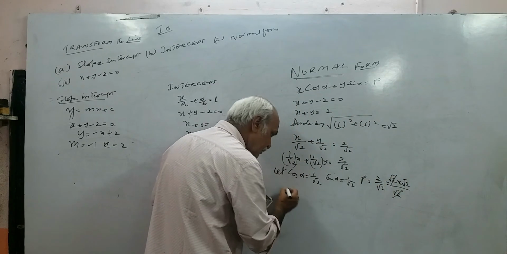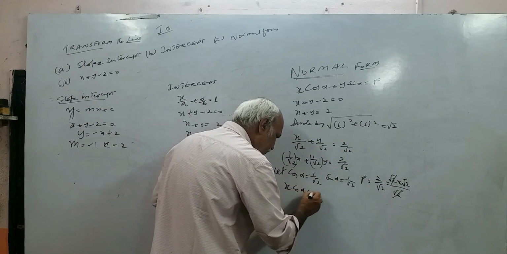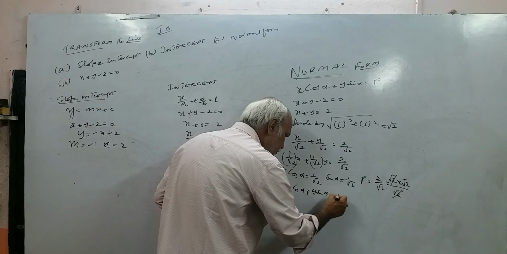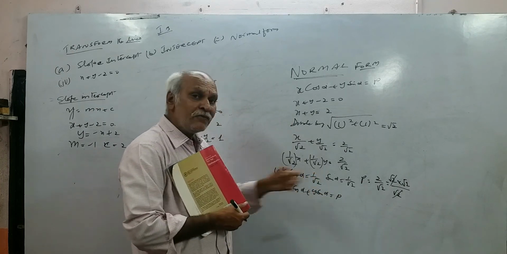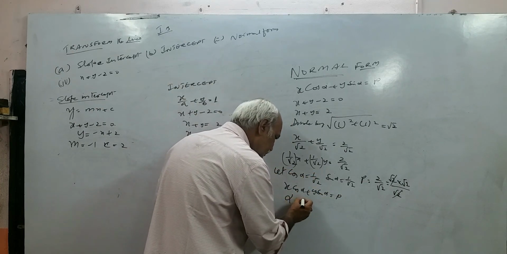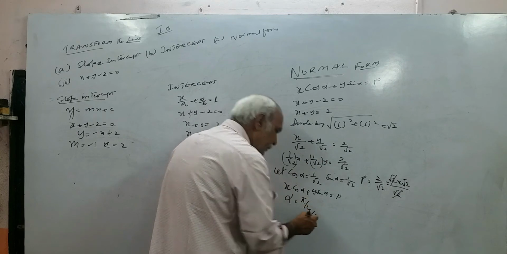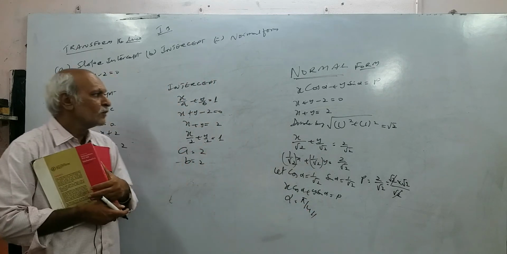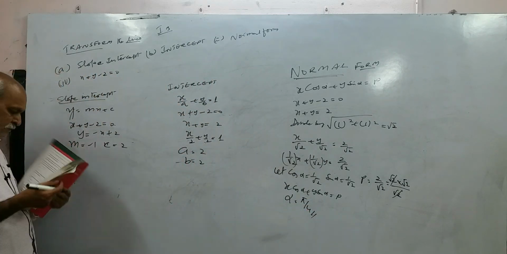Now here what is the formula? X cos alpha plus y sin alpha is equal to p. Now what is the cos alpha? 1 by root 2. So alpha value is what, sir? 45 degrees. Pi by 4. Is it clear? So let us see one more problem.